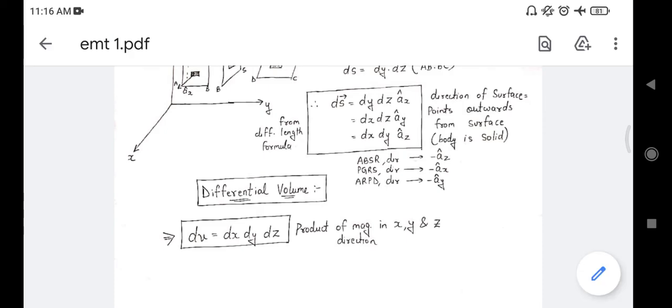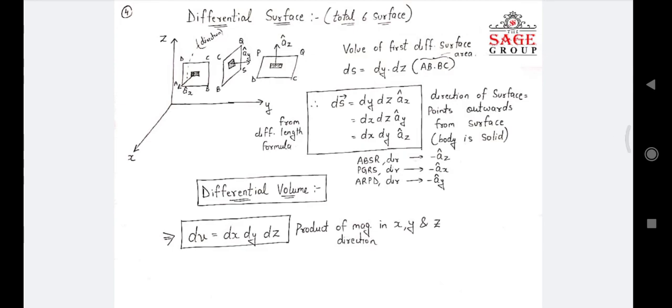Now the third part is the differential volume. We all know that volume is length into breadth into height. We already know the three parts of our coordinates, dx, dy, dz. These are the differential parts. So what is the volume? dv is simply length into breadth into height, so dv is equal to dx into dy into dz, the product of the magnitudes in the x, y, z directions.